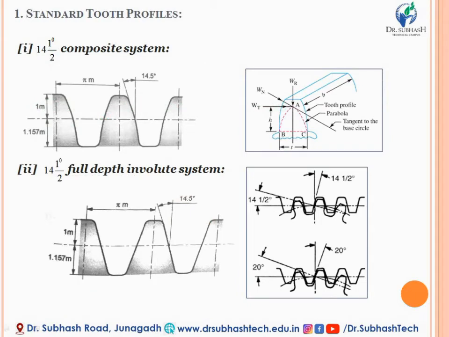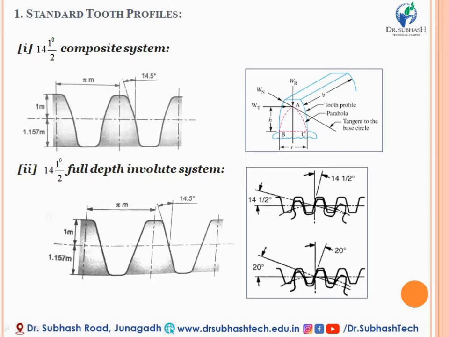First of all, the very important topic that we come across is the standard tooth profile. Basically, there are 4 types of tooth profiles or systems generally used in practice for the interchangeability of the various kinds of gears used for power and motion transmission. The first and most important standard tooth profile is the 14.5 degree composite system.